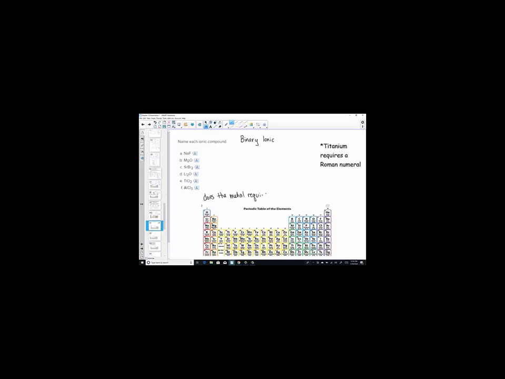So that's kind of the last thing we check. I'm going to write that note here for you. Does the metal require a Roman numeral? It does not get a Roman numeral if it's in the first column. Those are always plus 1s. It does not get a Roman numeral if it's in the second column. That's plus 2. Aluminum does not get a Roman numeral. It's always plus 3. Zinc, always plus 2. Cadmium, plus 2. Silver, plus 1.